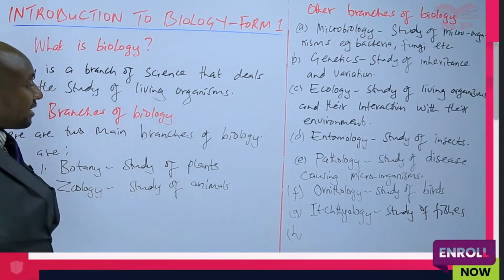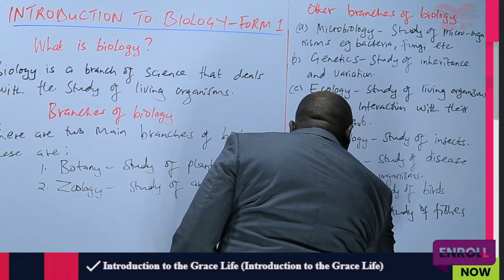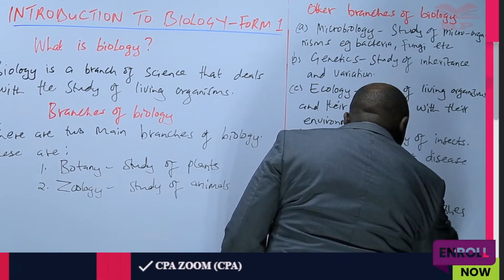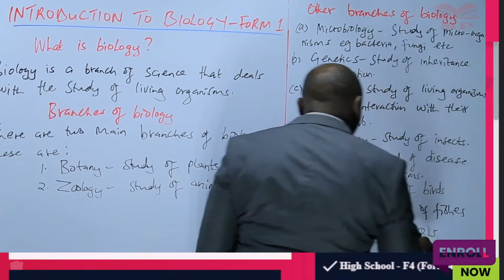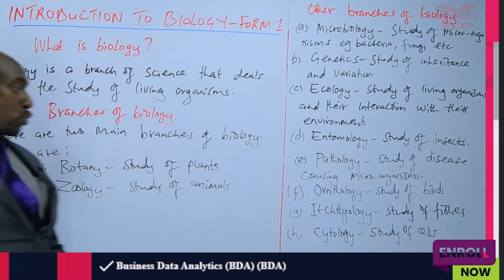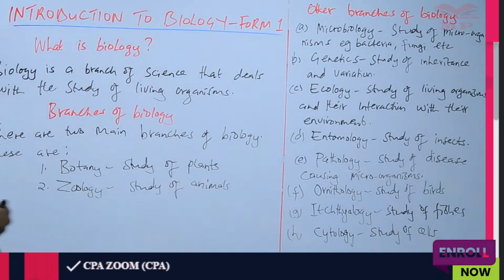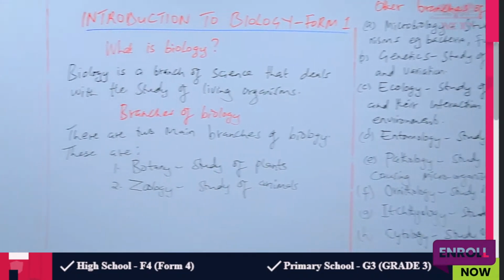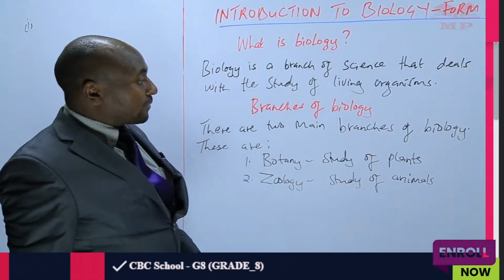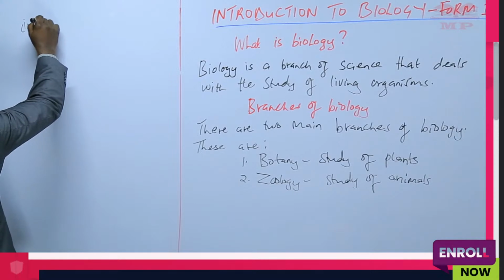The branches are very, very many. We have cytology, the study of cells. And we say that the cells are the smallest unit of life. The smallest unit of life is a cell. So when you study the cell, you are studying cytology. So basically there are so many. We have not even exhausted the list that we have. For example, we even have biotechnology.